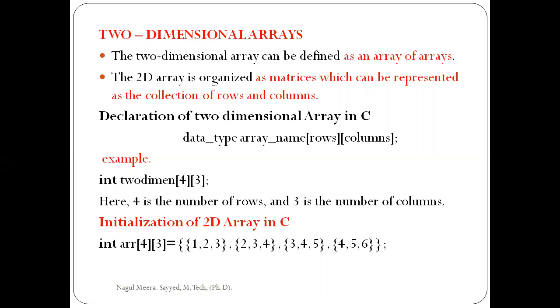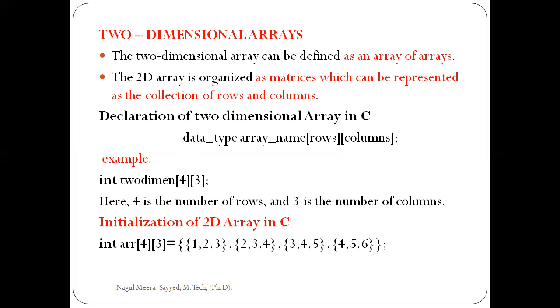So the declaration of a two-dimensional array is the same as a one-dimensional array, but here there are two subscripts. That is the only difference. That is, data type, space, array name, one subscript for rows, another subscript for columns, semicolon. Here the example: data type is int, int space 2dimension, that is my array name. Here 4, 3 I mentioned. 4 means 4 rows, 3 means 3 columns. So simply this is the declaration of our two-dimensional array.